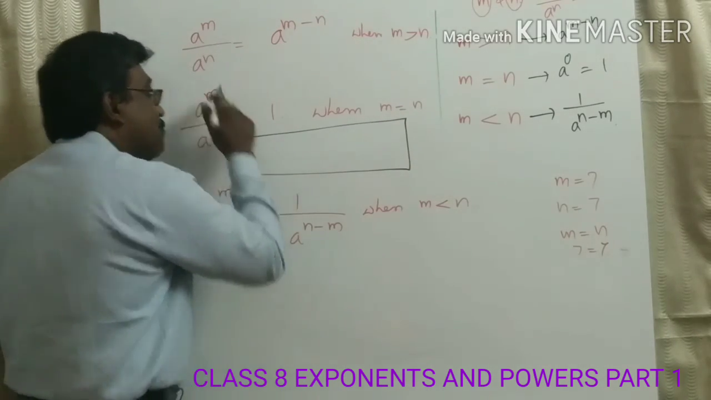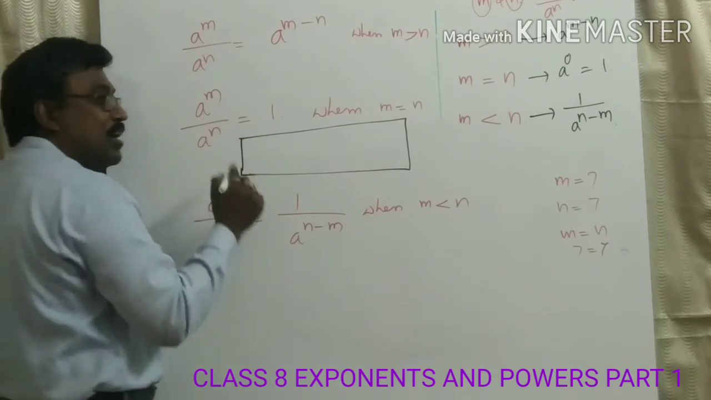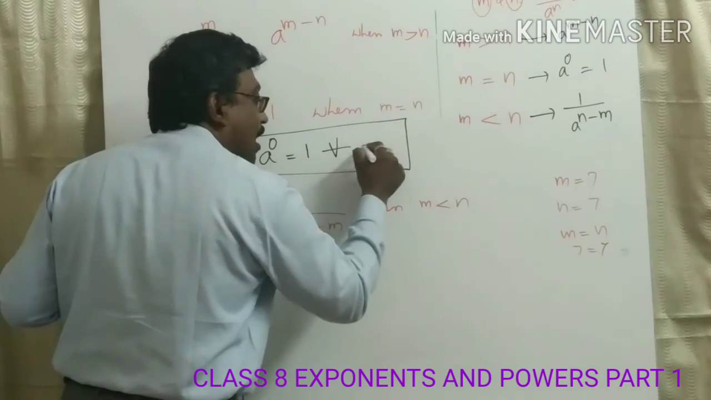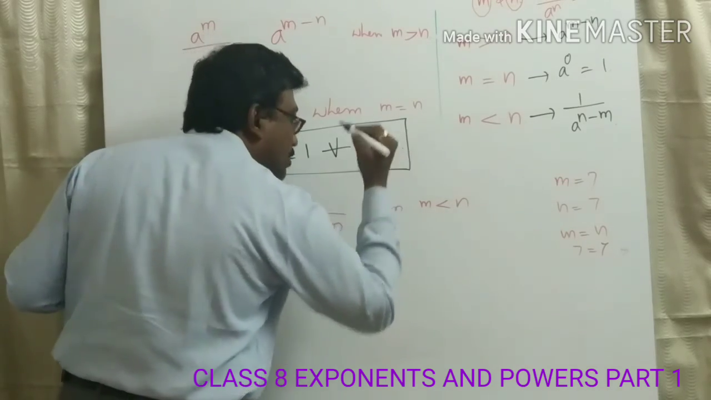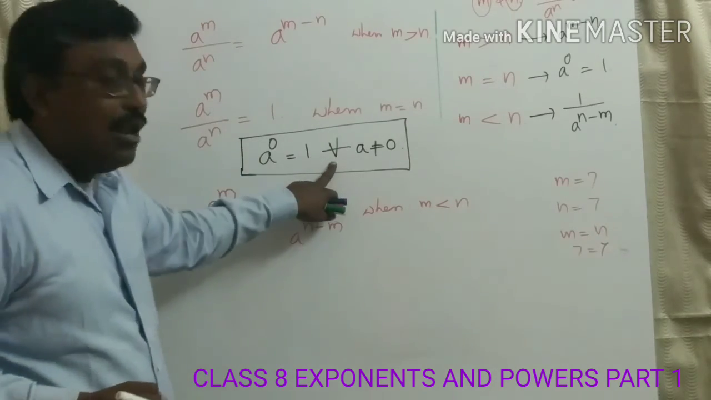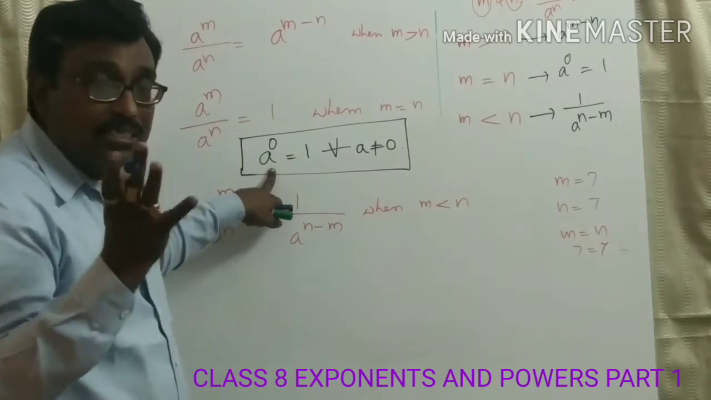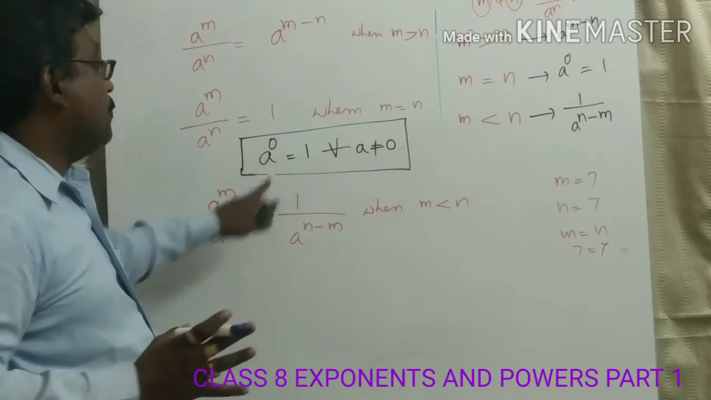Now, here I want to quote one more formula. That is, if both are equal, m minus n will become 0. A power 0 is equal to 1 for all a not equal to 0. Here this is the symbol for all. That means for every a, the denominator, that is the base, should not be equal to 0.